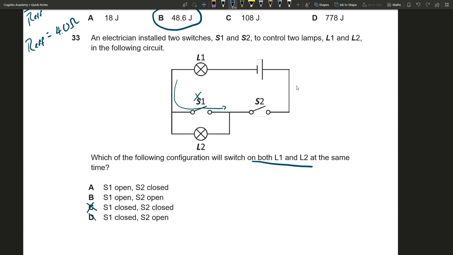So that eliminates C and D. S2 must be closed in order to complete this entire circuit from here to here to here to here to here, lighting up both lamps. So our answer is that S2 must be closed, and B is eliminated as well. Our answer is A.